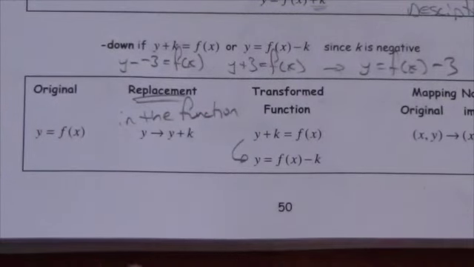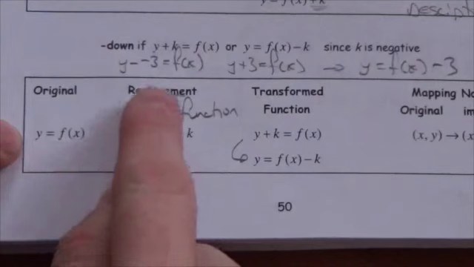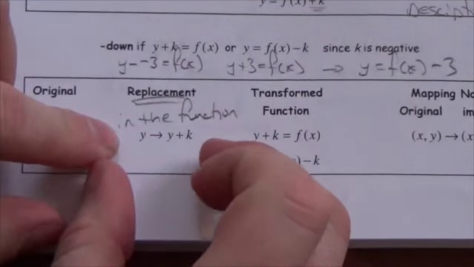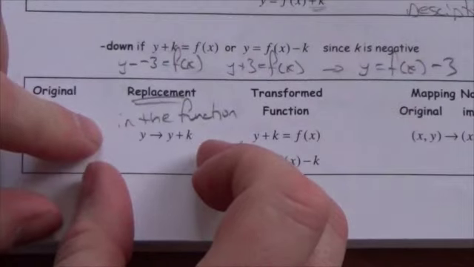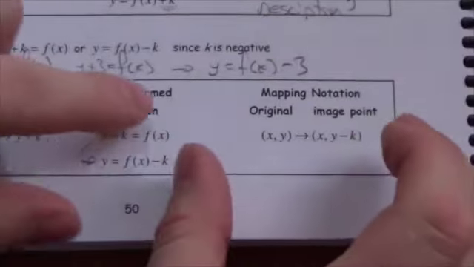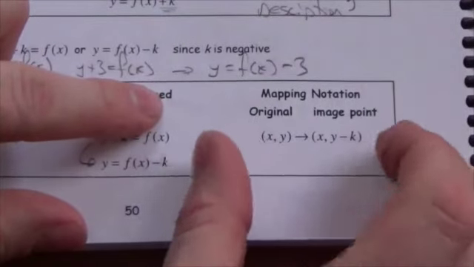With specific reference to translations here, you've got the original function. You're going to replace one of the variables in the function, either the independent or the dependent variable, with something else. It's going to give you this, and then that corresponds to a change in the actual graph.